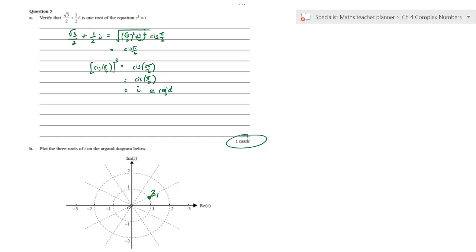Getting back to that, where are the other roots? They're separated by 120 degrees. So we've got 60. There you go. We could call that Z1. There's going to be another one here, isn't there? Okay, yeah, just one sec.